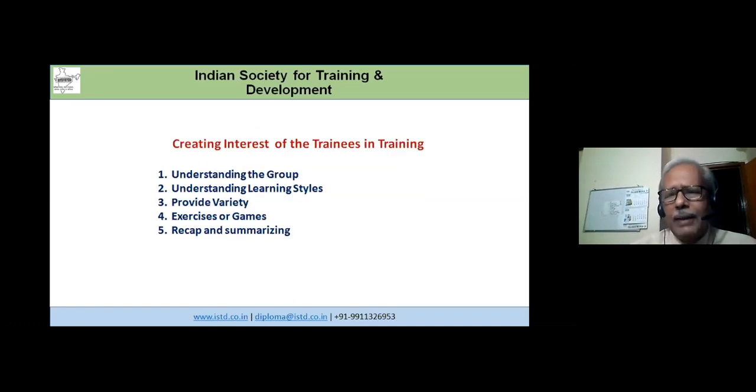Next important thing the trainer must try to find out and try to establish is creating interest in the minds of the trainees for the training. You know, if the trainer cannot create interest in the minds of the trainees, the training is not going to be successful. In any training process, you must remember the trainer is not actually going to give any knowledge. The trainer is going to stimulate the minds of the trainees so that the trainees themselves start accepting the things, start understanding and realizing the things in their mind.